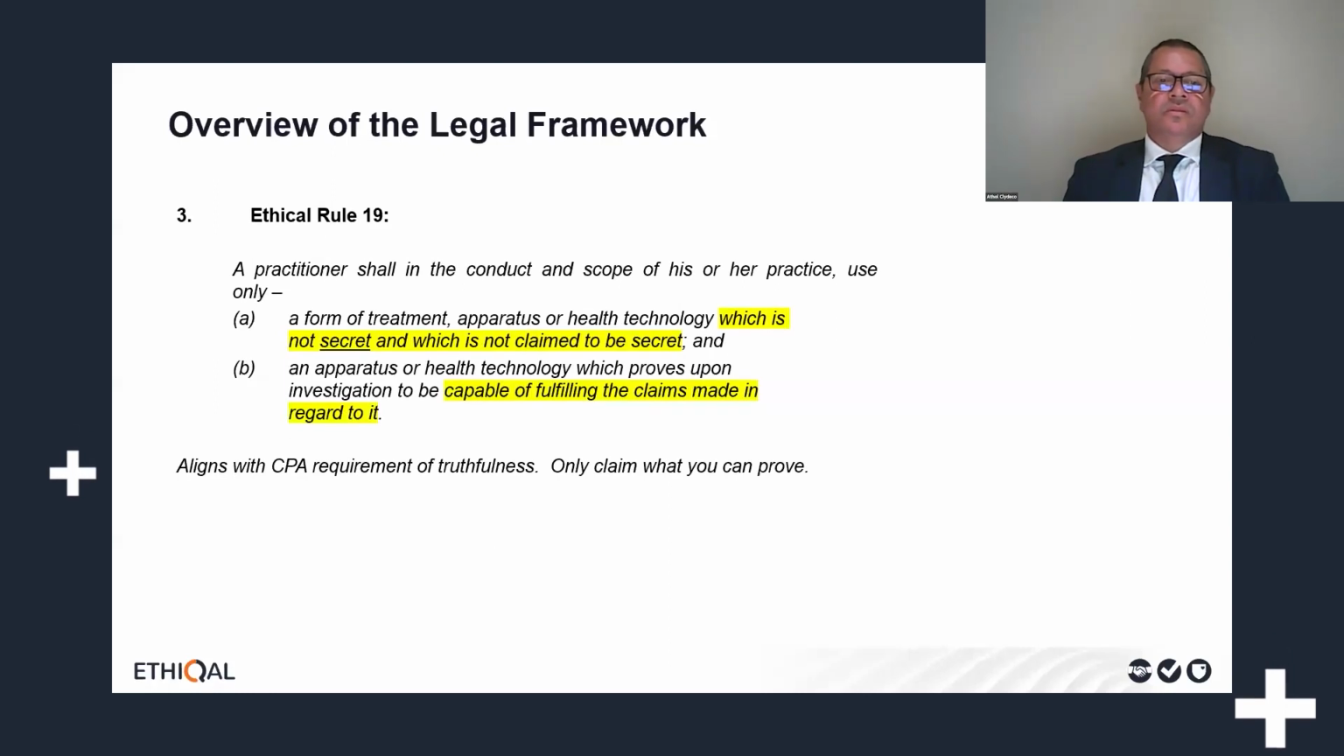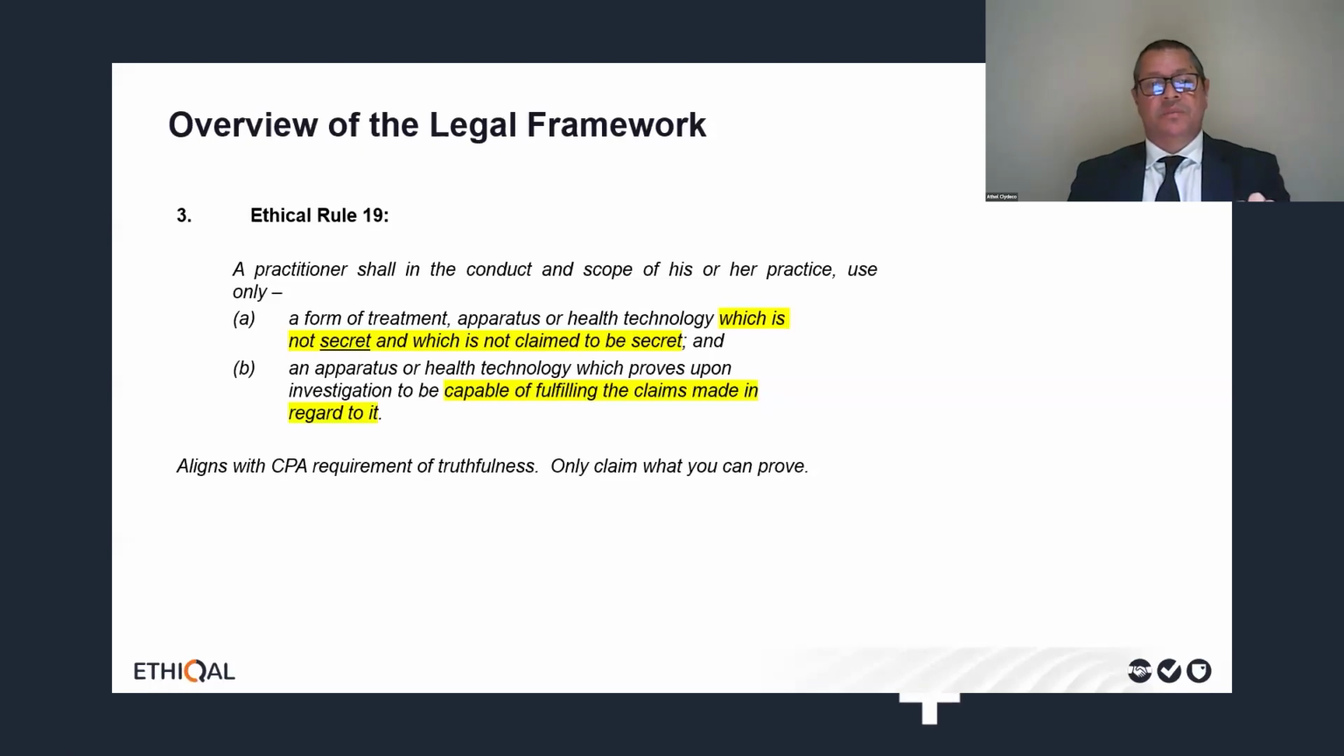Okay, we then also have to look at Ethical Rule 19, which again forms part of the ethical rules, which are regulations. And this is the prohibition against the use of secret remedies. That's the first part, and it's not that important for present purposes, save to highlight that sort of marketing claim as being one that will be regarded as sensationalist and unprofessional. But what's important is sub-rule B. And here it comes back to the issue of being able to demonstrate that what you are saying is true. You'll remember we touched on that theme a little bit earlier.